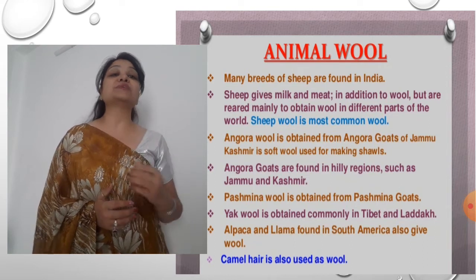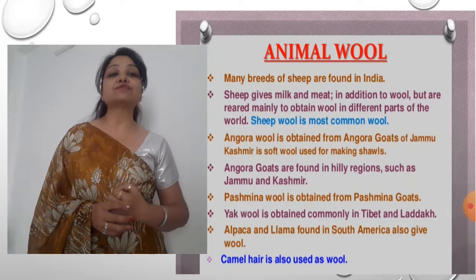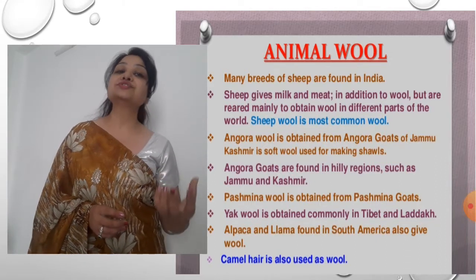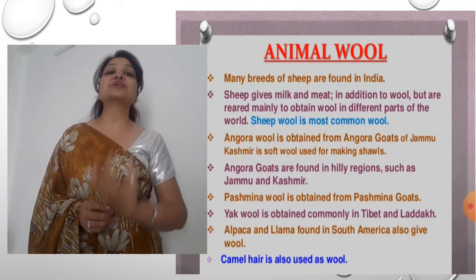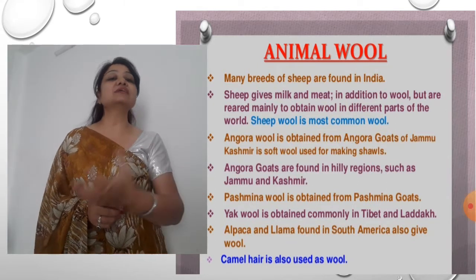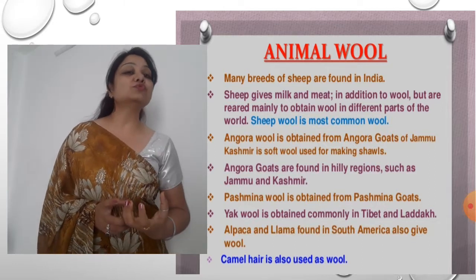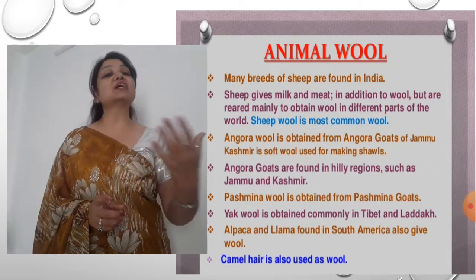Angora wool is obtained from Angora goats of Jammu and Kashmir. It is also soft wool and it is used for making shawls. Now, Angora goats are found in hilly regions such as Jammu and Kashmir. So that's why these Pashmina shawls we get from there only, right? Pashmina wool is obtained from Pashmina goats.